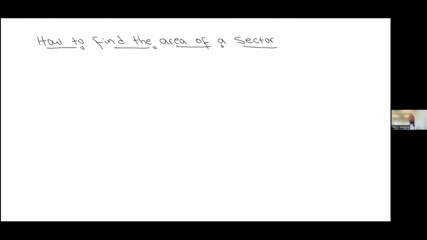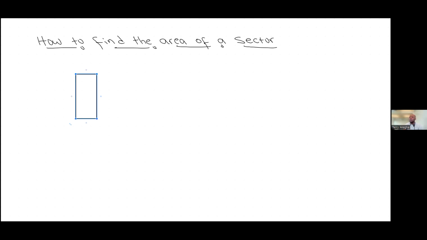All right, so the area of a sector basically is the space inside the section of a circle created by two radii and an arc.